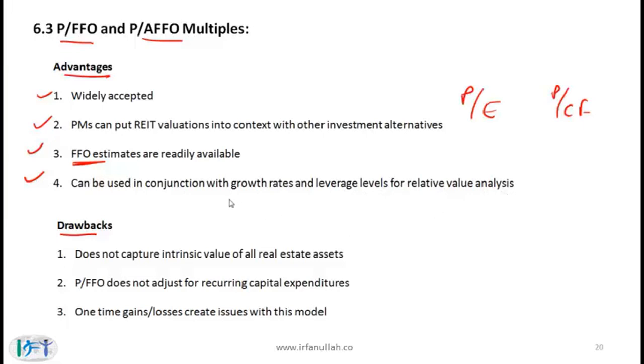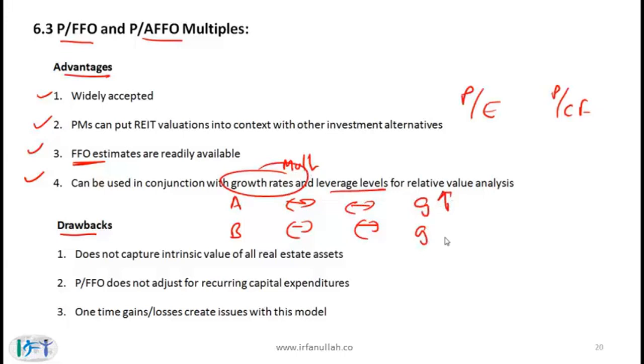Let's say you are evaluating two REITs, A and B. Both have the same price to AFFO multiple. Let's say that the leverage level is also the same for both REITs, but the growth rate of A is more than the growth rate of B. So REIT A is expected to grow at a faster rate, or the FFO is expected to grow at a faster rate. This would mean that on a relative value basis, A would be a better investment.